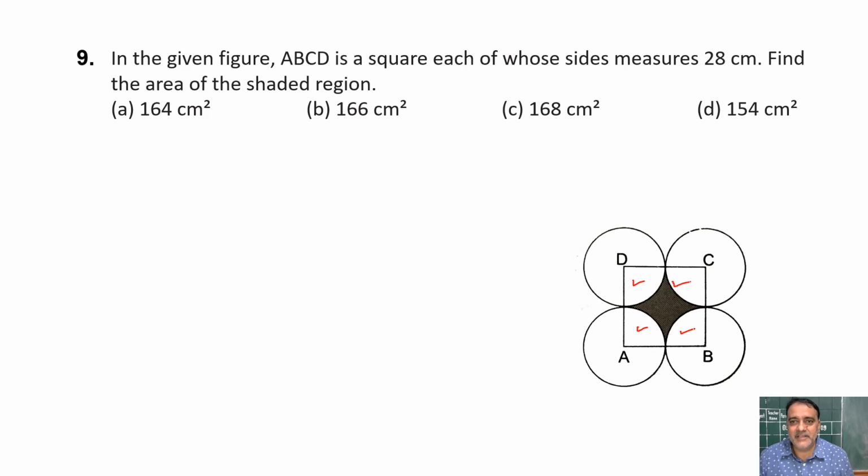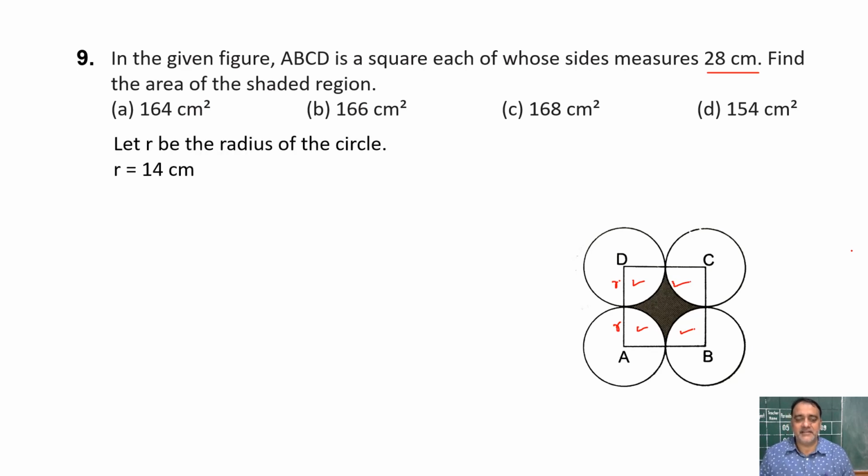So let R be the radius. Look carefully, and all the squares are same. So this is R and this is also R. So that means 2R is equal to 28 centimeter. So what will be the value of R? 14 centimeters. 14 centimeter, right. So area of shaded region is equals to area of square minus area of 4 quadrants, right?